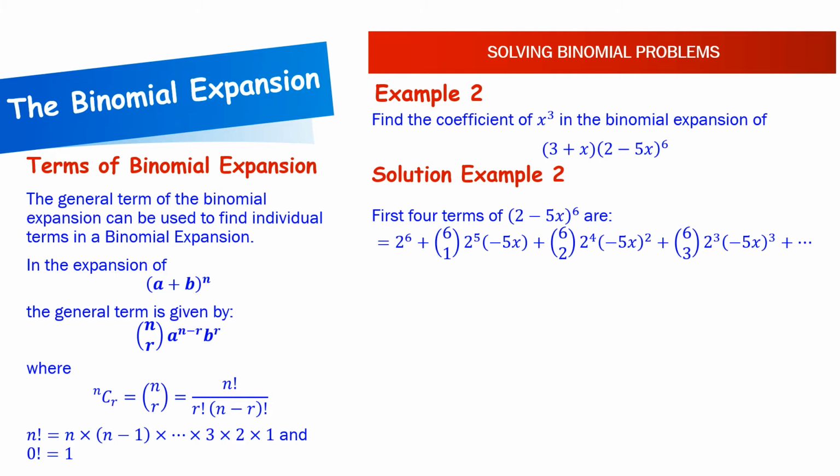Now the first 4 terms of (2 minus 5x) all raised to the power 6 are given on your screen. We have a equals 2 here. We've simply plugged this into the general term formula. And b equals minus 5x here. Again, we've simply plugged in. n equals 6 here, and the various values of r here.